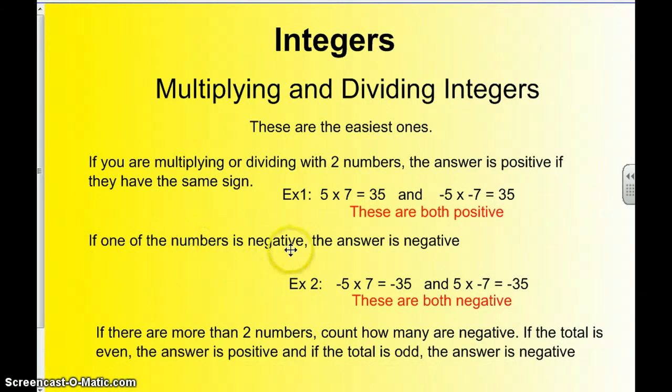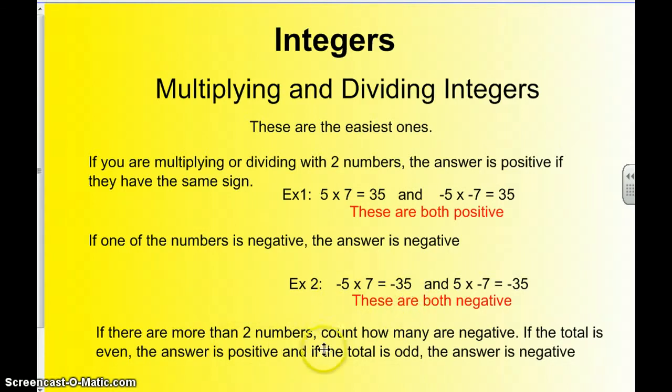If one of the numbers is negative, the answer is negative. So negative 5 times 7 is negative 35. And 5 times negative 7 is also negative 35. It doesn't matter which number is negative. If one of them is negative, the answer is negative.